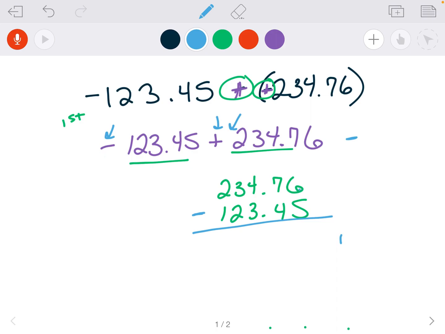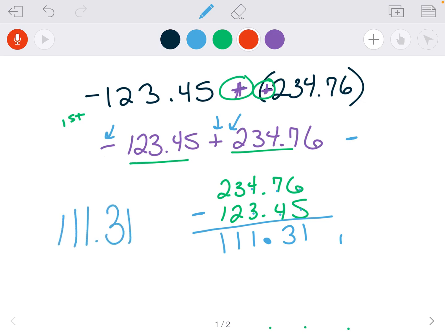So let's do that. 6 take away 5 is 1. 7 take away 4 is 3. You bring your decimal point straight down. 4 take away 3 is 1. 3 take away 2 is 1. 2 take away 1 is 1. So now I've got 111 and 31 hundredths.